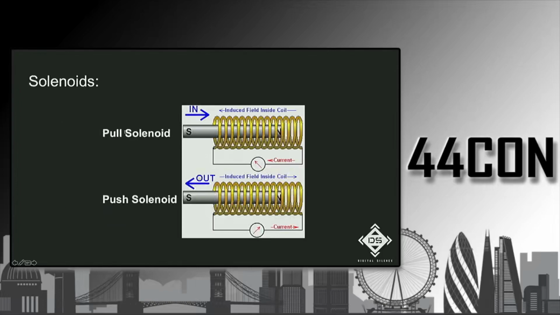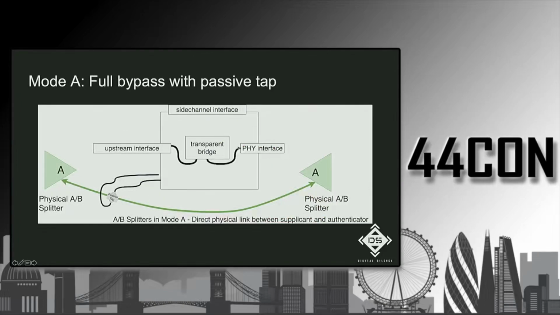And we can control the solenoids with an Arduino. So the final design of a Rogue device is actually going to look like this. It's what we saw before, except now we have a physical AV splitter on each side, so two of them. The one on the left is placed between the switch and our upstream interface, and the one on the right is placed between the phi interface and the supplicant.